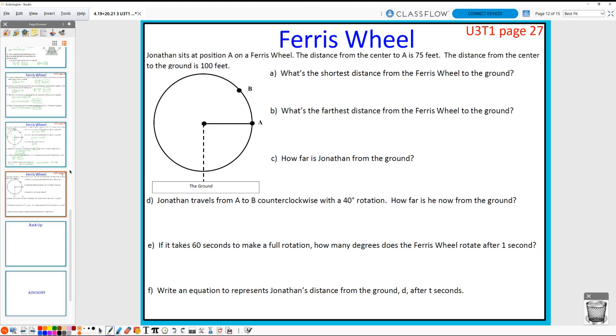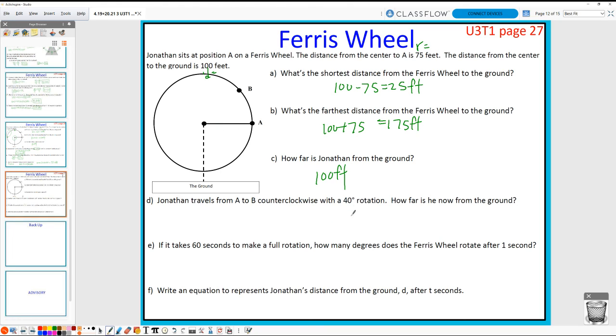Okay, same thing. The distance from the center to A is 75. This is again my radius, and my D is 100 feet. What's the shortest distance? Distance from the ground to center, subtract out a radius. That's going to be 100 minus 75 equals 25. The furthest is going to be the highest point, so I add them. 100 plus 75 is equal to 175. How far am I from the ground right now at A? That's 100 feet.